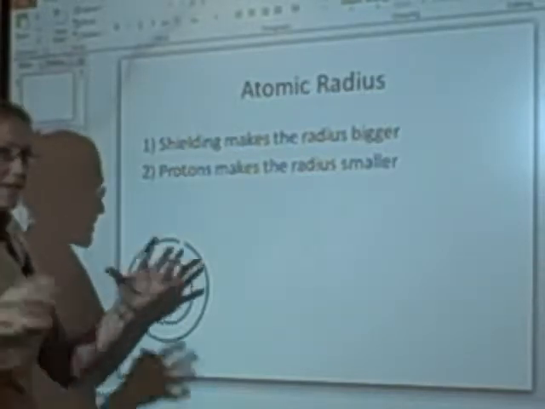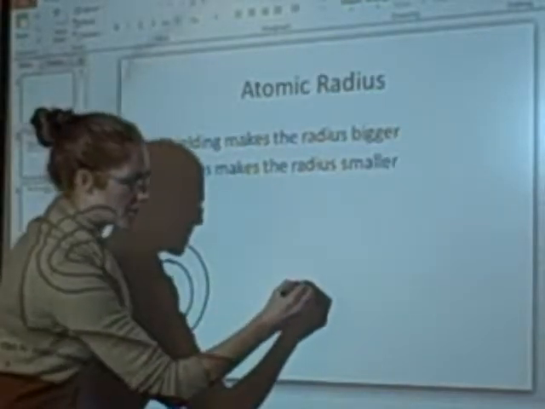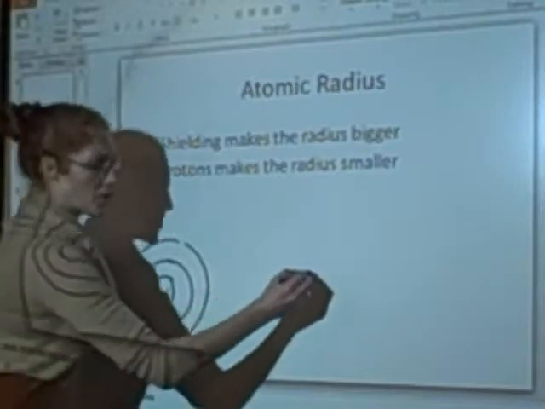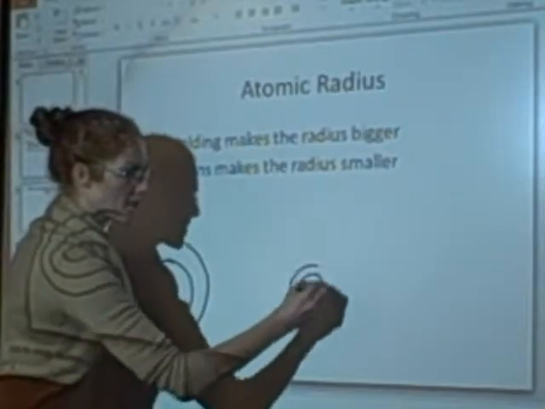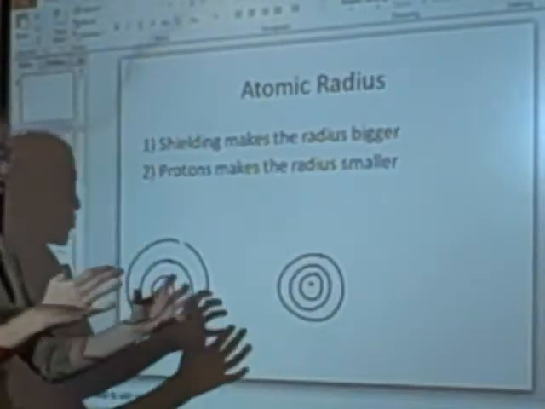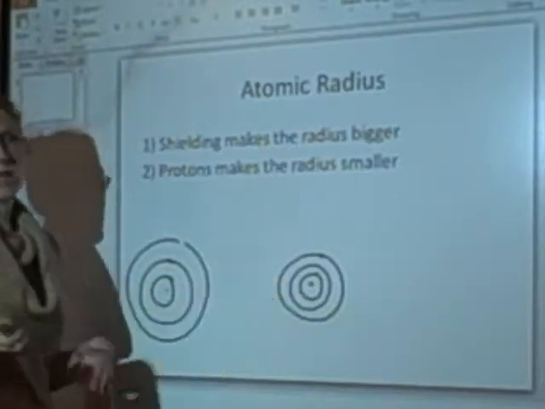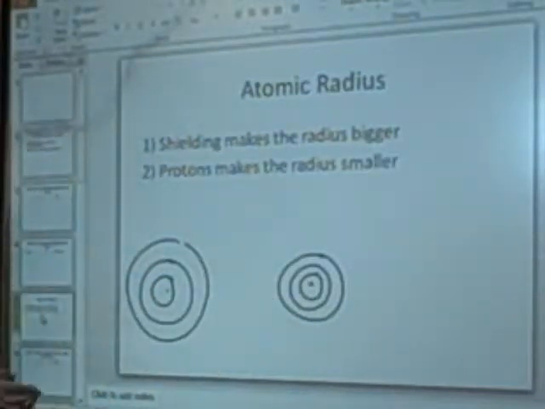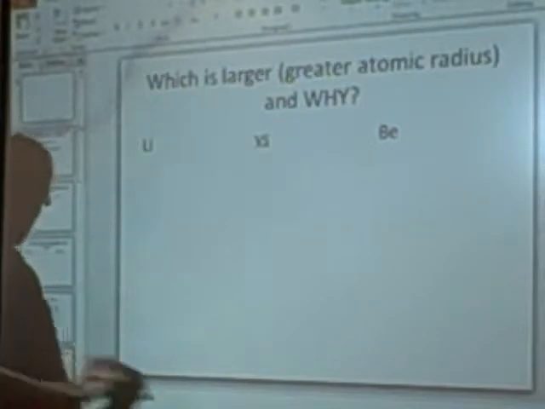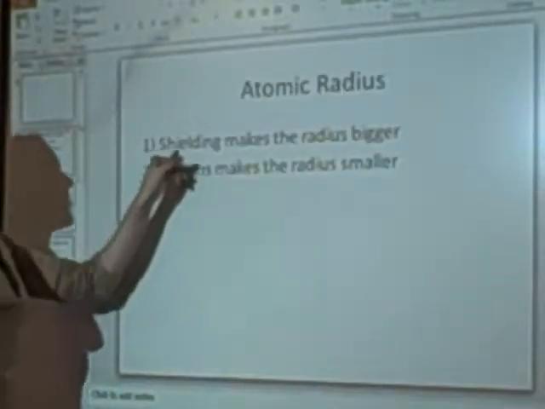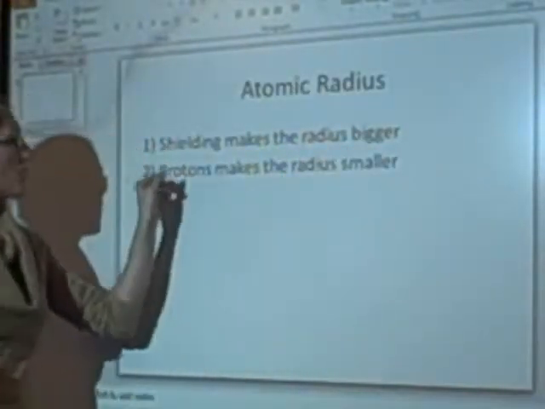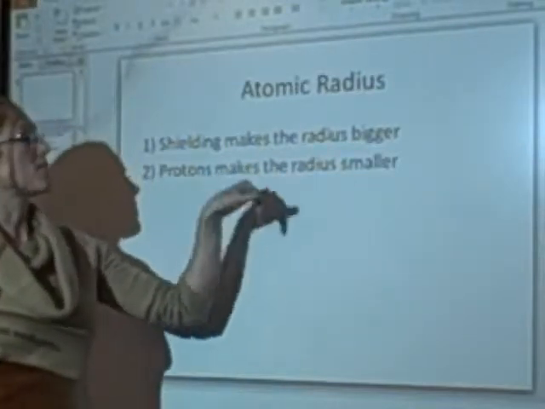If you had more protons, they get more attracted to the nucleus. So you could have the same number of shells, but if there are more protons, those positive protons draw the shells in and make the atom smaller. Oh, and if you need to write that down: shielding makes the radius bigger, protons make the radius smaller.